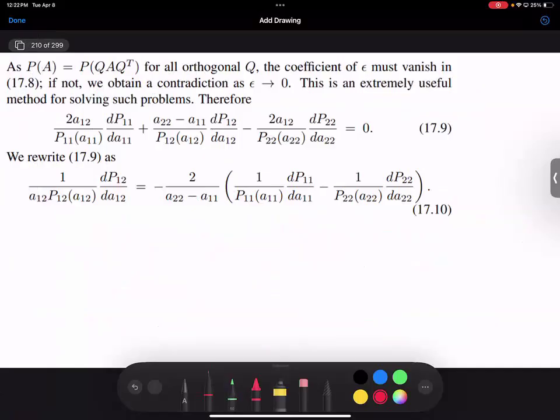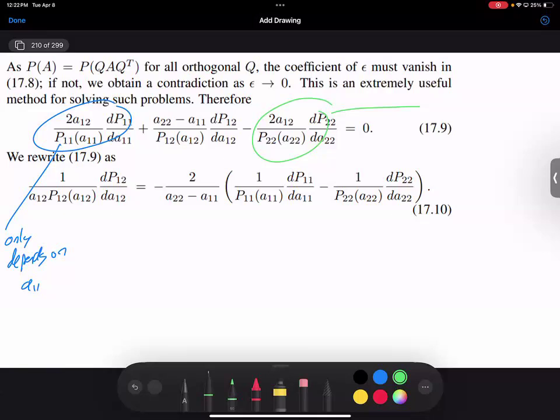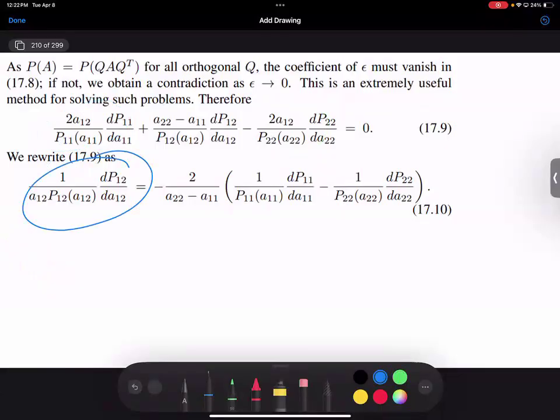But notice over here, we have something that's very nice. This piece only depends on A11. What about this piece? Oh, wait a minute. Sorry, no, that's not the case. Sorry, it's the next line. We rewrite things a little bit. When we rewrite it over here, what can you tell me about this piece? Right. Only depends on A12. What can you tell me about this piece?